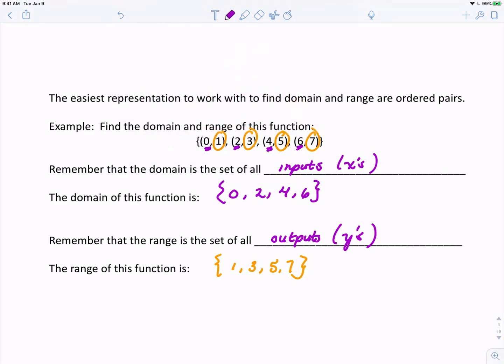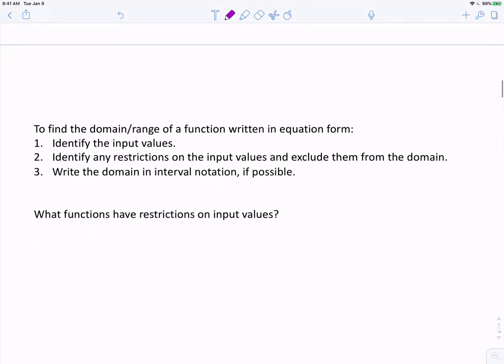All right, let's try the next representation. To find the domain and range of a function written in equation form, you identify the input values, so that's the domain, and identify any restrictions on the input values and exclude them from the domain. And then you write the domain in interval notation if possible. So what functions have restrictions on their input values?